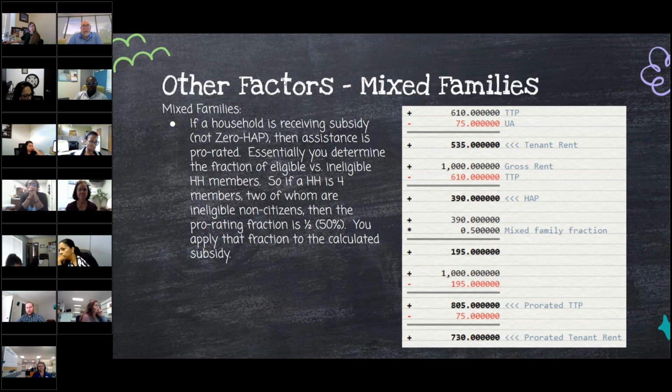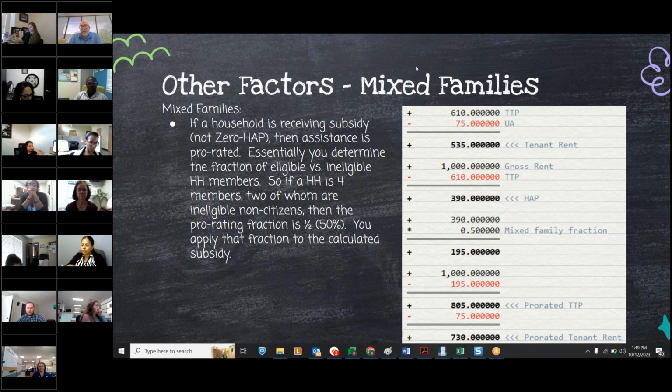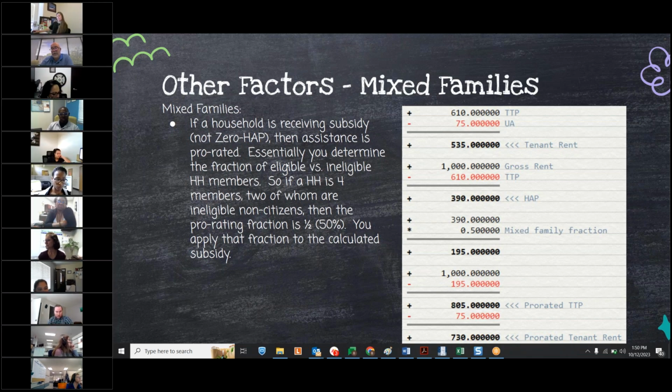If we do have another complicating factor like mixed families or zero HAP, with mixed families, what you do is determine a fraction. Mixed families are households that include ineligible non-citizens, I'm sorry, ineligible non-citizens. They could be children or not. If someone is ineligible for HUD assistance, then that household's HAP amount is prorated. In our example, if you have 4 household members and 2 of them are ineligible non-citizens, then the prorating fraction is 1 out of 2, or 50%.